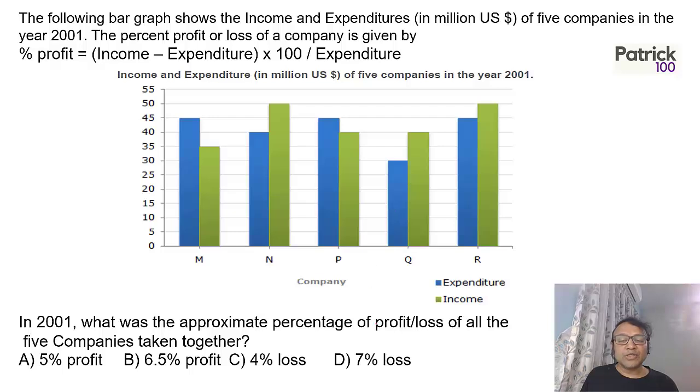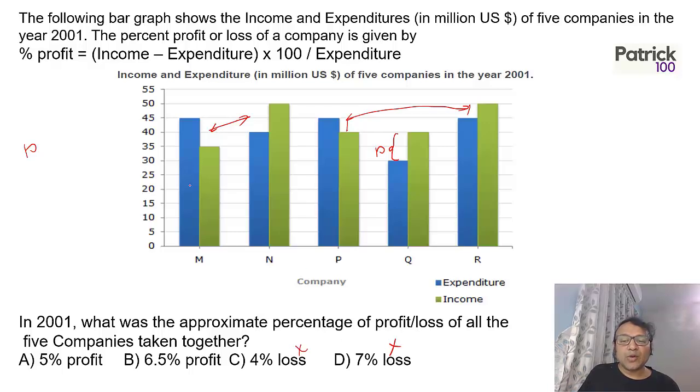What is the approximate percentage of profit or loss of all the 5 companies taken together? So M and N cancel out profit and loss. Similarly, if you look at P and R, it also cancels out, 1 bar and 1 bar, profit and loss. That means there's only profit here. So profit of 2 bars, which is 10. The profit is 10 overall for all the 5 companies. So that means C and D options are ruled out.